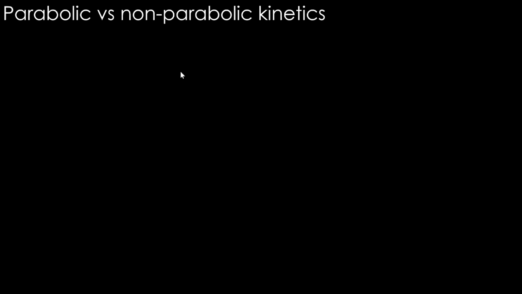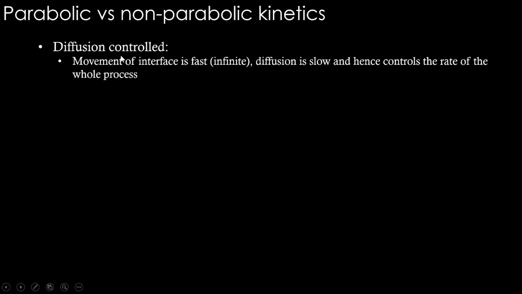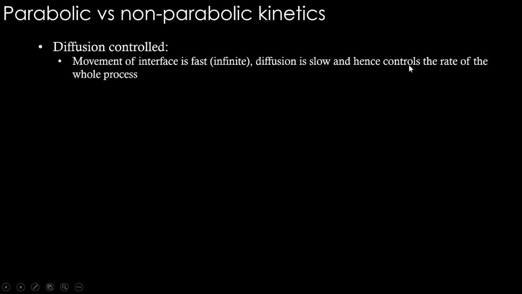To understand this better, let's understand what is diffusion controlled against interface controlled. Movement of interface is fast in diffusion controlled. It is assumed to be infinite, so the interface is not at all causing any problem. Only the jumping of atoms, the diffusion, is difficult. So diffusion is slow, and hence it controls the rate of the whole process.